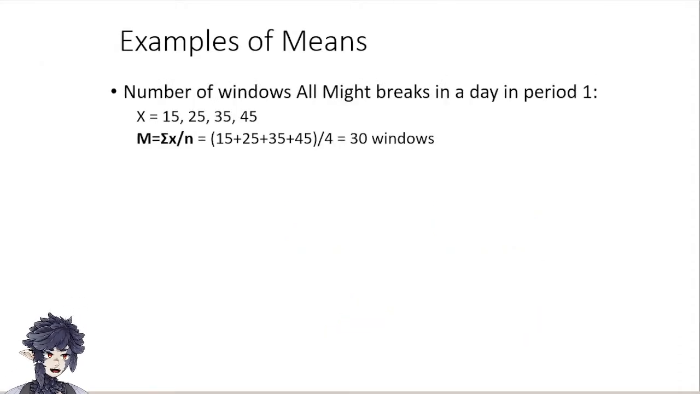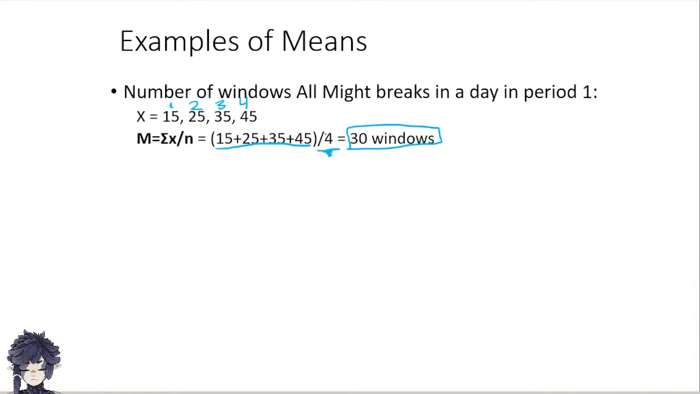So, some examples of the mean. Let's go My Hero Academia with it. Let's say I'm interested in the average number of windows All Might breaks in a day in period 1. Period 1 is 4 days long. I've got data from 1, 2, 3, 4 different days. On day 1, All Might broke 15 windows. On day 2, he broke 25. On day 3, he broke 35. And on day 4, he broke 45. To calculate the average, or the mean, all I have to do is add up the data from all those days, divide by the total number of days, which was 4, and get an average of 30 windows. So in time period 1, All Might broke an average of 30 windows a day.